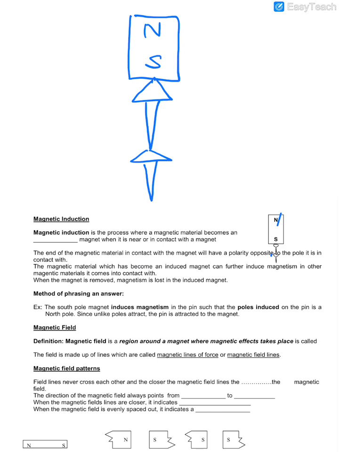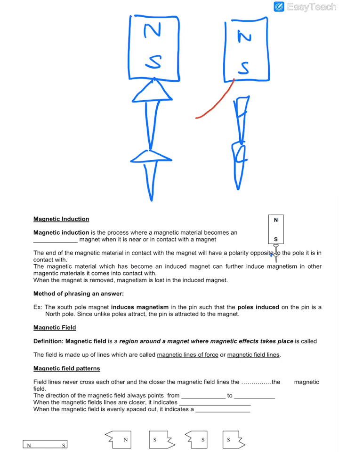Okay, very easy. Must it be touching? Don't need. This also is possible. Why? Because it's within where? Something you cannot see. Magnetic field. Okay, there is a magnetic field around here. You can't see it. But this magnetic field is making this into what we call an induced magnet.